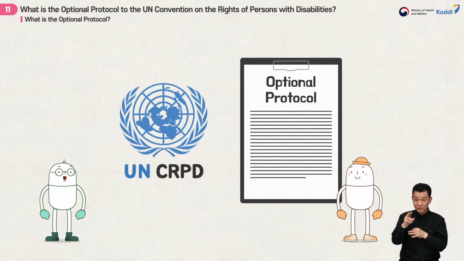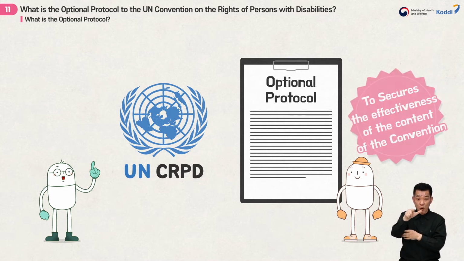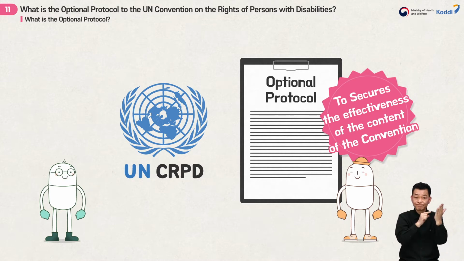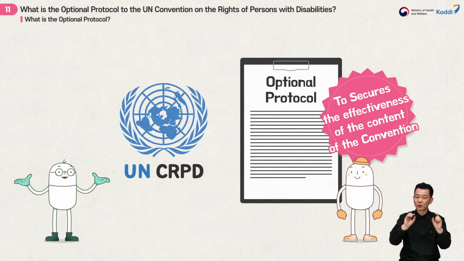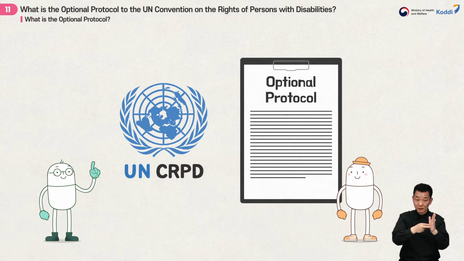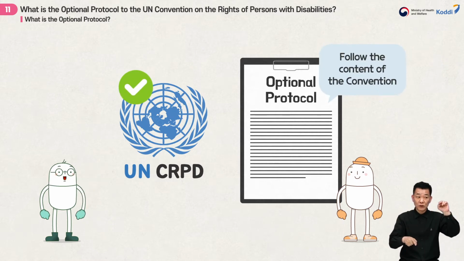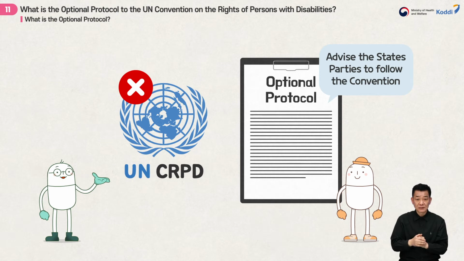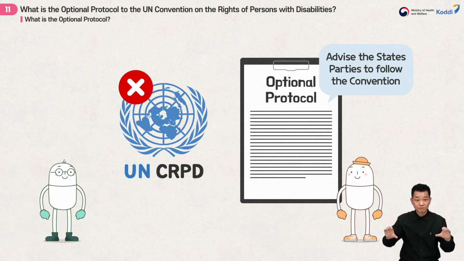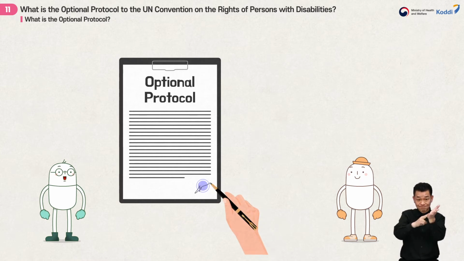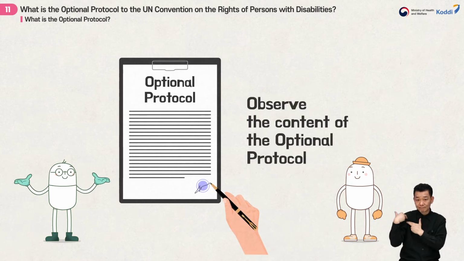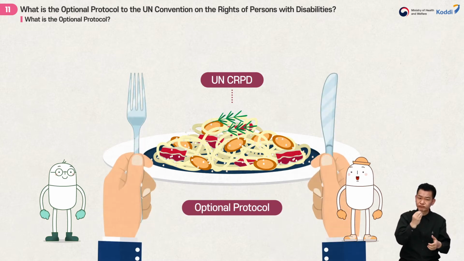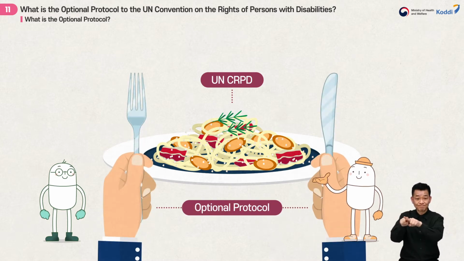Yes. As I mentioned before, the optional protocol to the UN CRPD was created to secure the effectiveness of the content of the convention. No matter how good the convention is, it would be meaningless if the content is just left in text. In this regard, the optional protocol makes sure the states parties follow the content of the UN CRPD. And in case it is not followed well, it acts as the basis of advising the states parties to follow the convention properly. States parties that signed on the optional protocol should observe the content of the optional protocol. If the UN CRPD is a well-made dish made out of good ingredients, the optional protocol is a tool or a method of eating such a dish. Am I right?